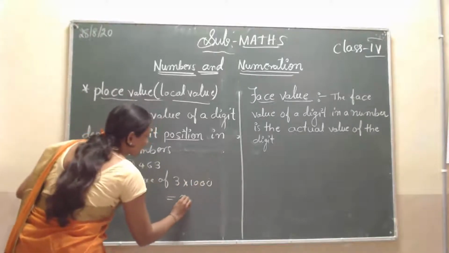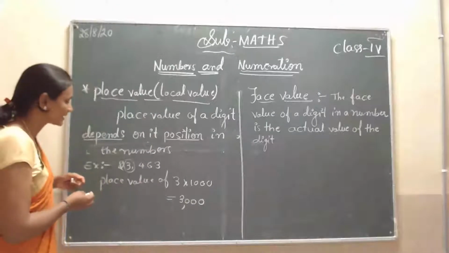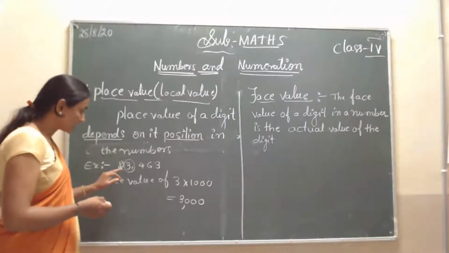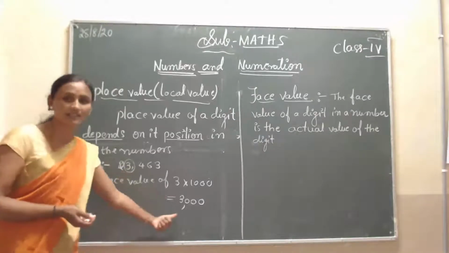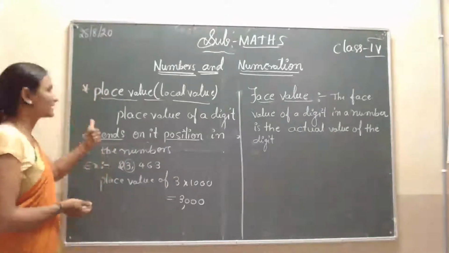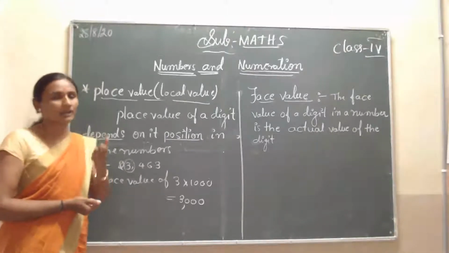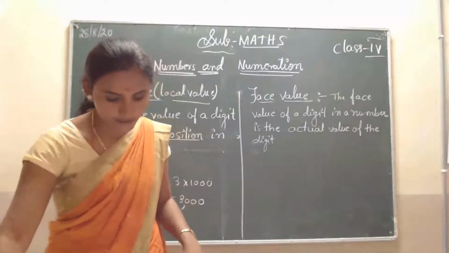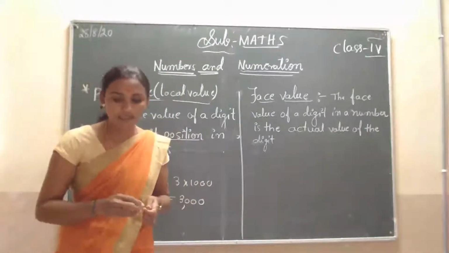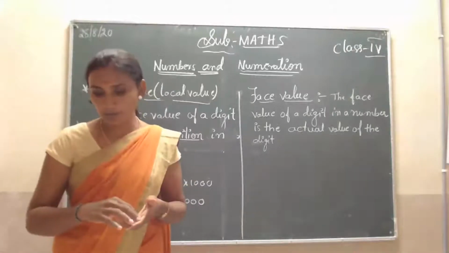So what is the value? It is 3,000. In 23,463, the place value of 3 is 3,000. This is the example of place value. Place value of a digit in a number means the digit multiplied by its respective place.